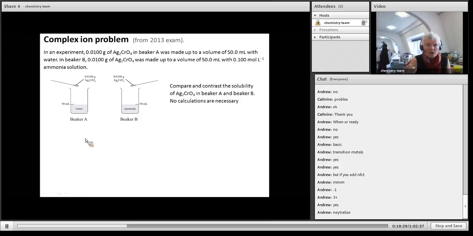So let's have a quick overview. You've got this insoluble silver chromate solid, and what you need to do is compare the solubility. If you're comparing solubility, you've got to think of common ion, complex ion, pH. So am I adding a common ion here anyway? I've got silver chromate in water and silver chromate in ammonia. Is there a common ion?